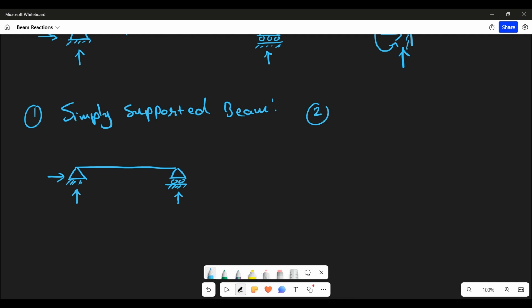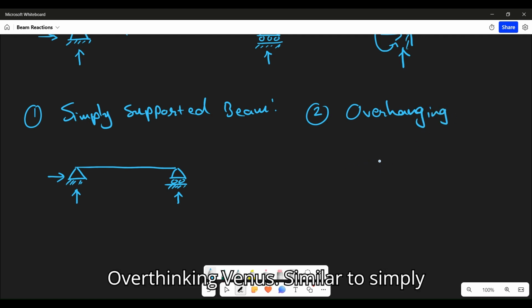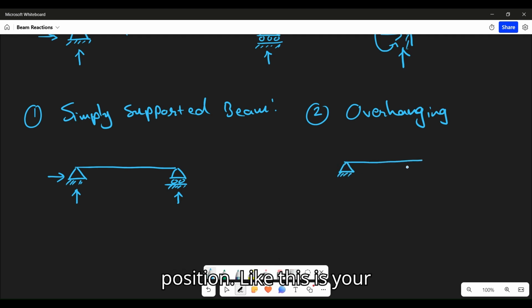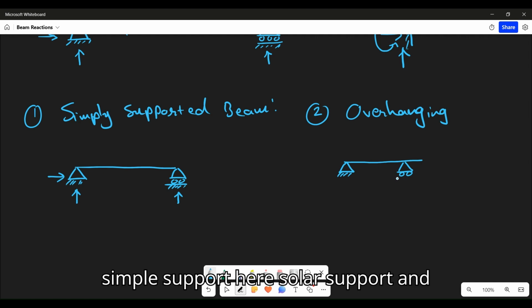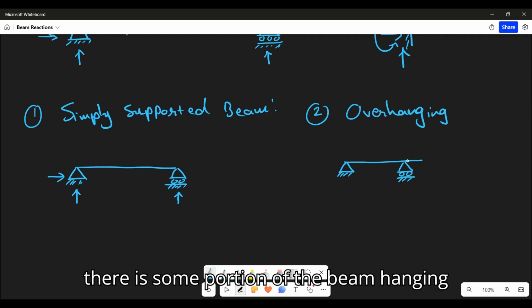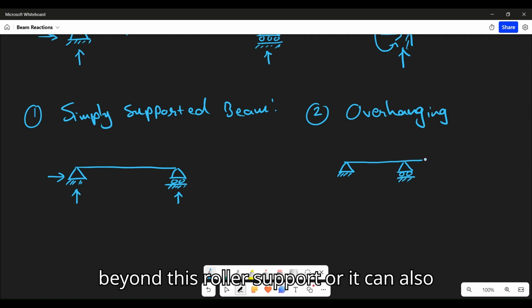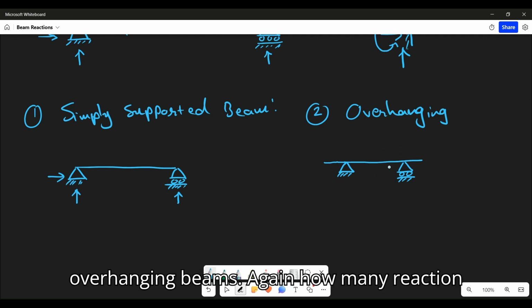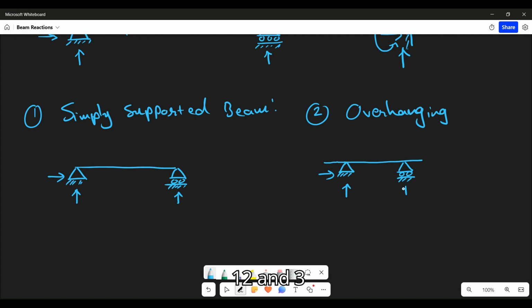Second beam is the overhanging beam. An overhanging beam is similar to a simply supported beam, but it has some hanging portion. This is your simple support, here the roller support, and there is some portion of the beam hanging beyond this roller support, or it can also hang beyond the support on both sides or any one side. These beams are called overhanging beams. Again, how many reactions? One, two, and three reactions, right?